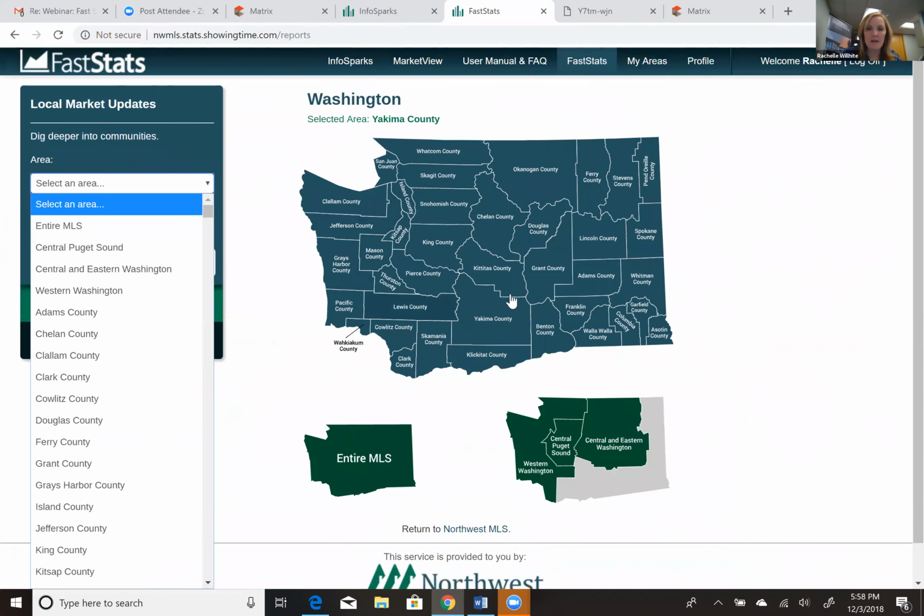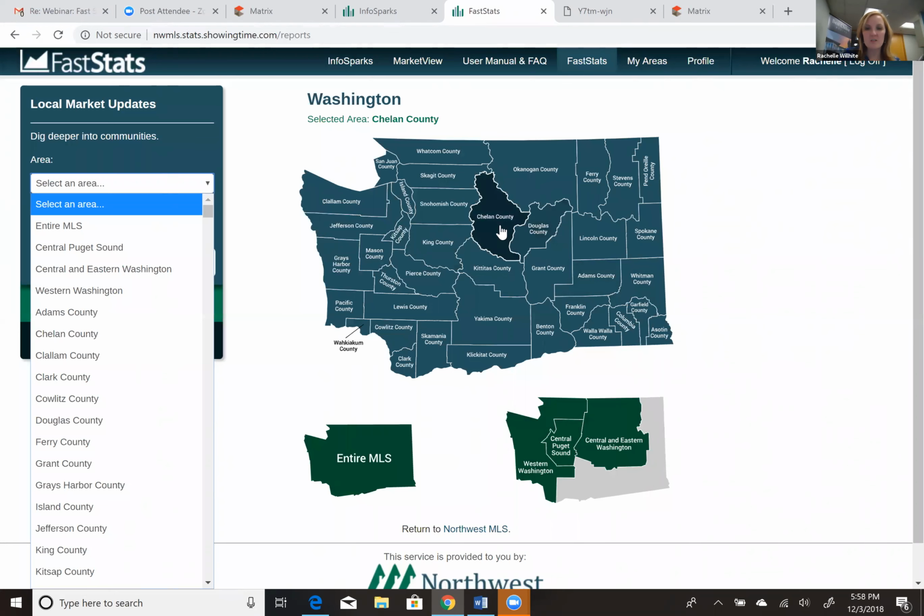See the whole MLS area, the entire MLS. Really, the entire MLS is covered in these 3 areas. We do not cover all of this area, the gray area. We're pretty much Snohomish, King, Pierce, Central Puget Sound, Western Washington. We do a good job of covering that part.